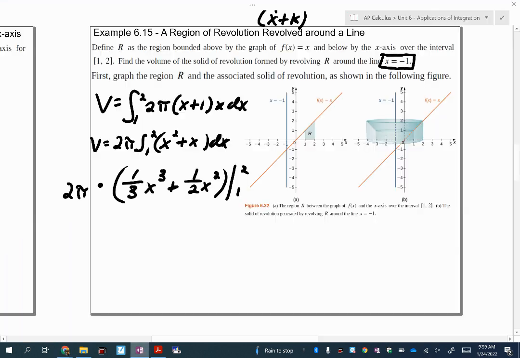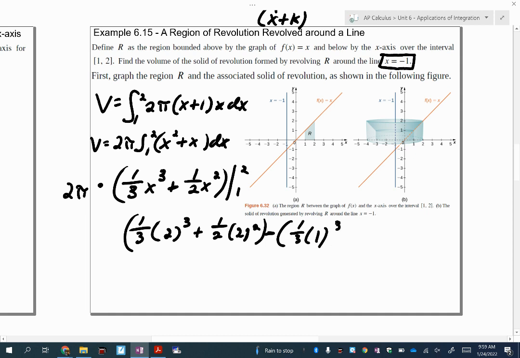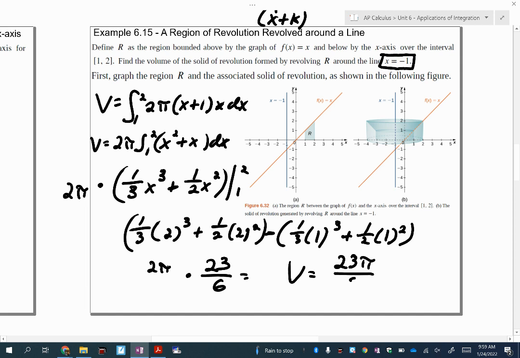So if I do 1/3 times 2 cubed plus 1/2 times 2 squared minus 1/3 times 1 cubed plus 1/2 times 1 squared, I get 23/6. But again, I need to multiply that by 2 pi. So my volume is going to be 23 pi over 3 units cubed.